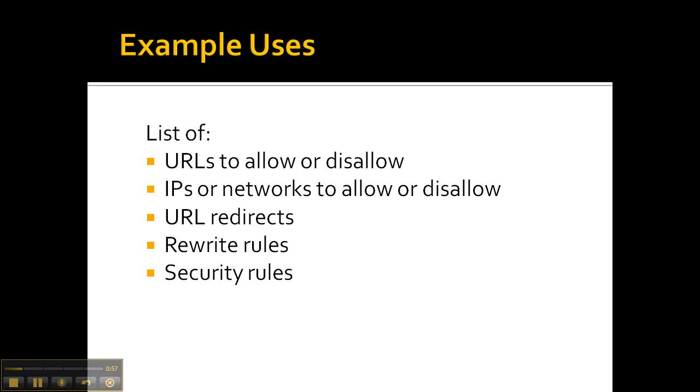Some example uses. You could have access control on your website with data groups that list URLs to allow or disallow access to. You can have IP addresses or networks that you're going to block or allow or potentially put in a different rate shaping category. You can do redirects where a list of URLs are redirected to a new list of URLs. You can do rewrite rules. You can do security rules in terms of only allowing certain access to certain directories to specific users. As an example, the proxy pass iRule uses data groups to operate.